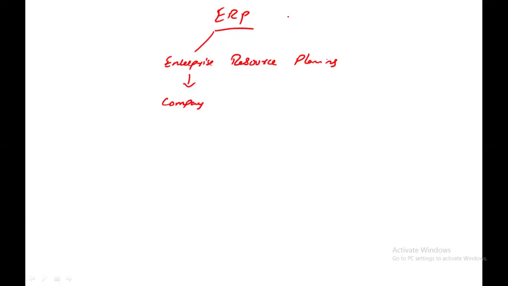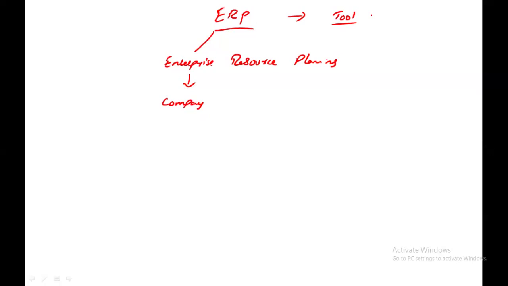So ERP is just a tool or a software which is used to plan what all the resources we need for a particular company. It might be any company, it might be small scale, it might be large scale, or it might be a manufacturing industry, any industry. So each and every industry needs a tool which is used for the planning. So that is called as ERP.